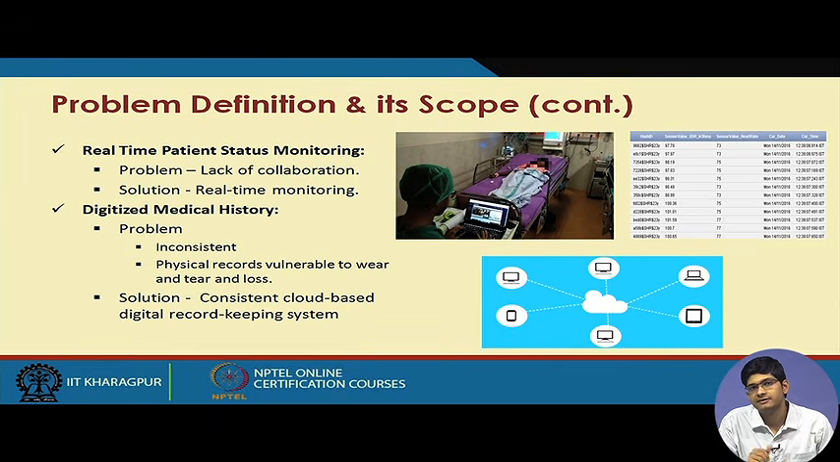The existing system, traditional healthcare, also requires each patient to carry his or her own medical records whenever he visits the healthcare facilities. But these physical records are vulnerable to physical loss, wear and tear. So, the Ambusens project also incorporates a cloud based digital record keeping system to deal with these kinds of challenges.